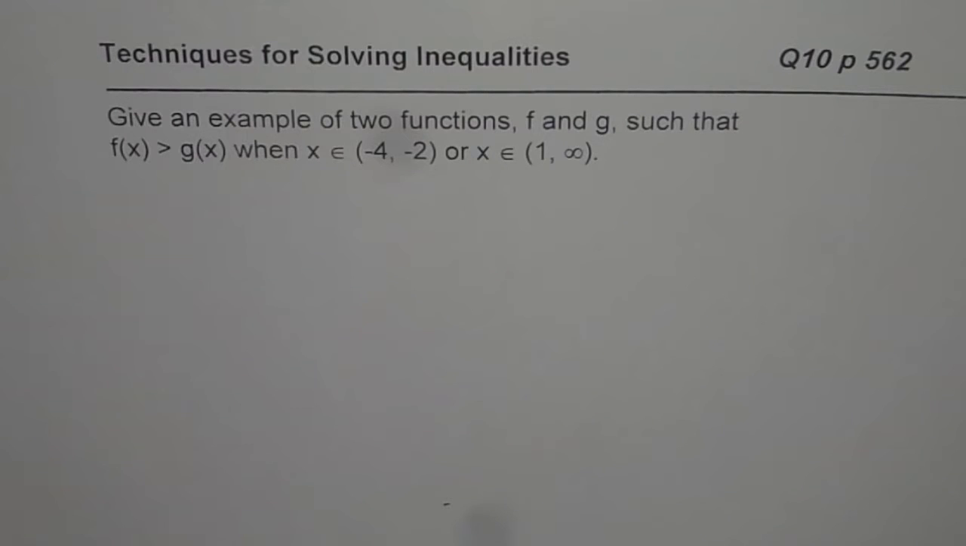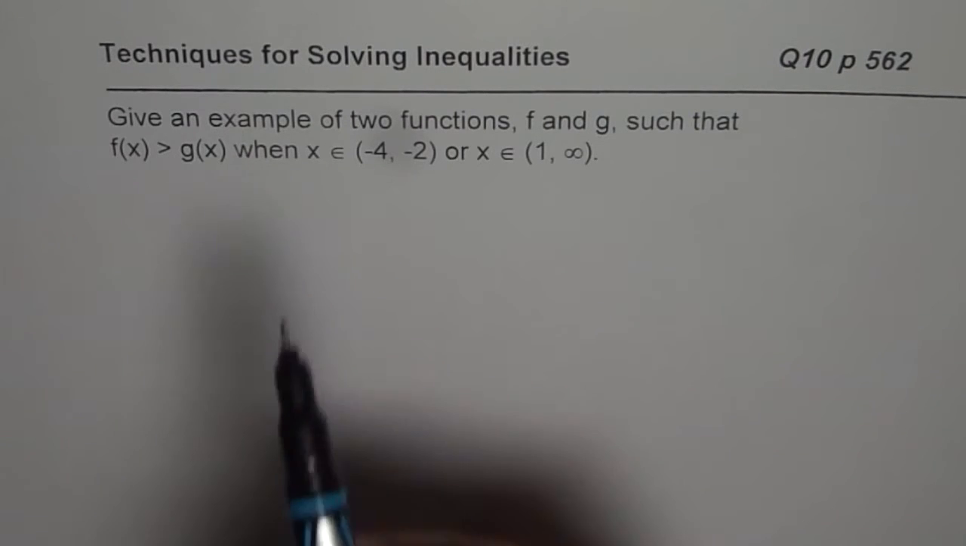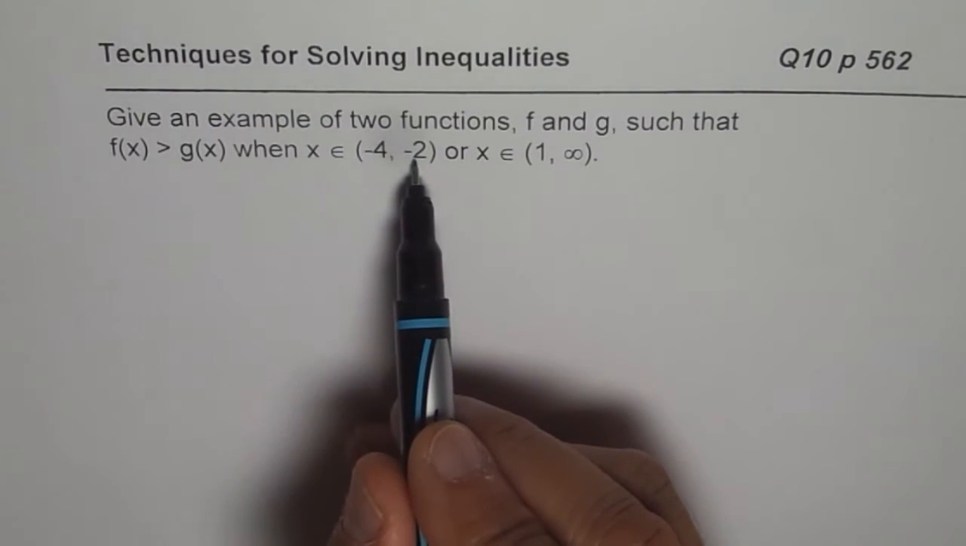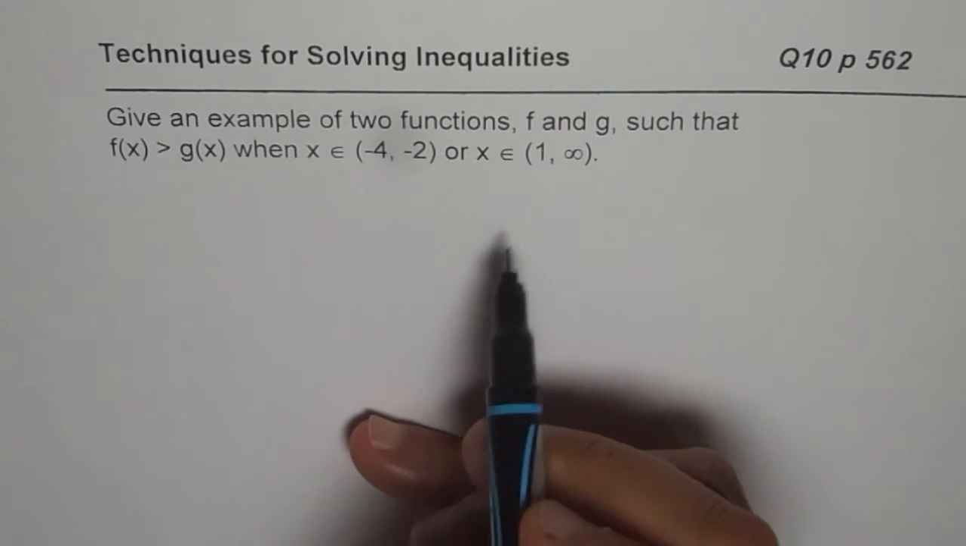The question is, give an example of two functions f and g such that f of x is greater than g of x when x belongs to minus 4 to minus 2 and when x belongs to 1 to infinity.